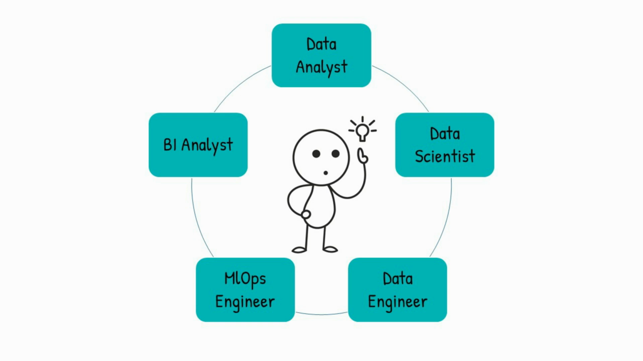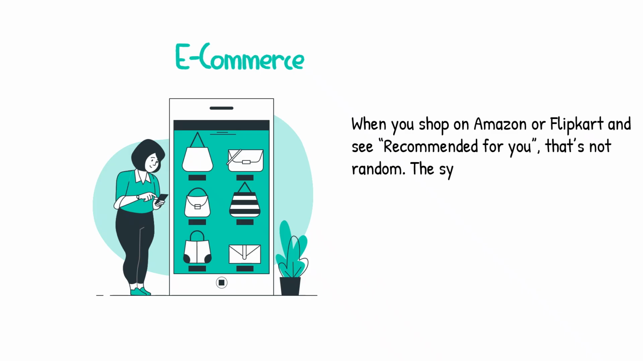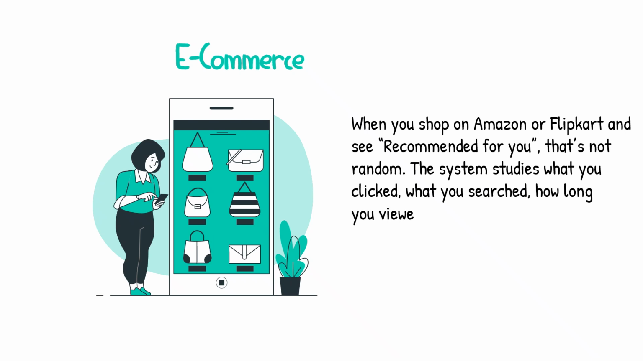Now we are going to discuss some real life examples and applications of data science. The first one here is e-commerce. When you shop on Amazon or Flipkart and see "recommended for you," that is not random. The system studies what you clicked, what you searched, how long you viewed the product, and then it predicts what you might want to buy next.